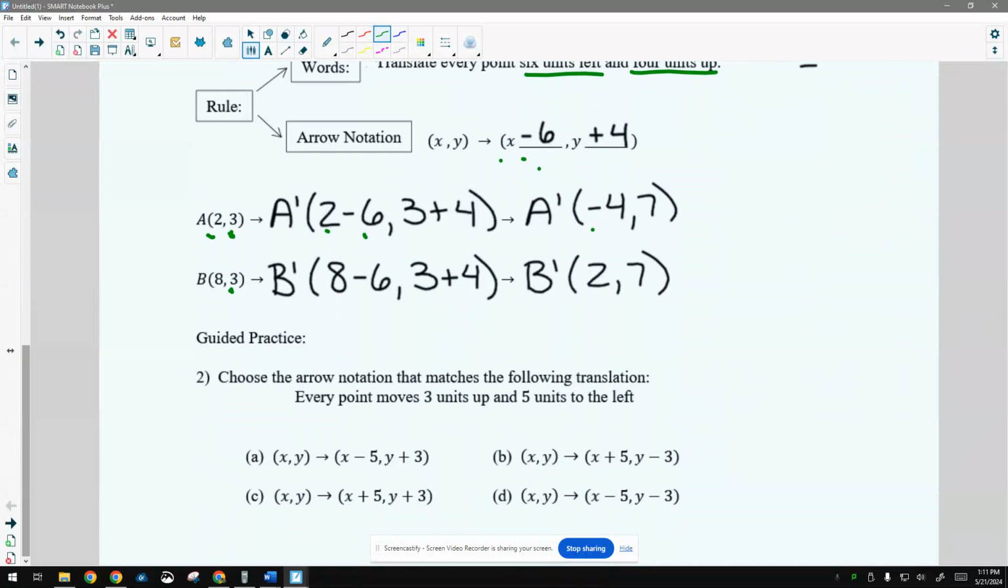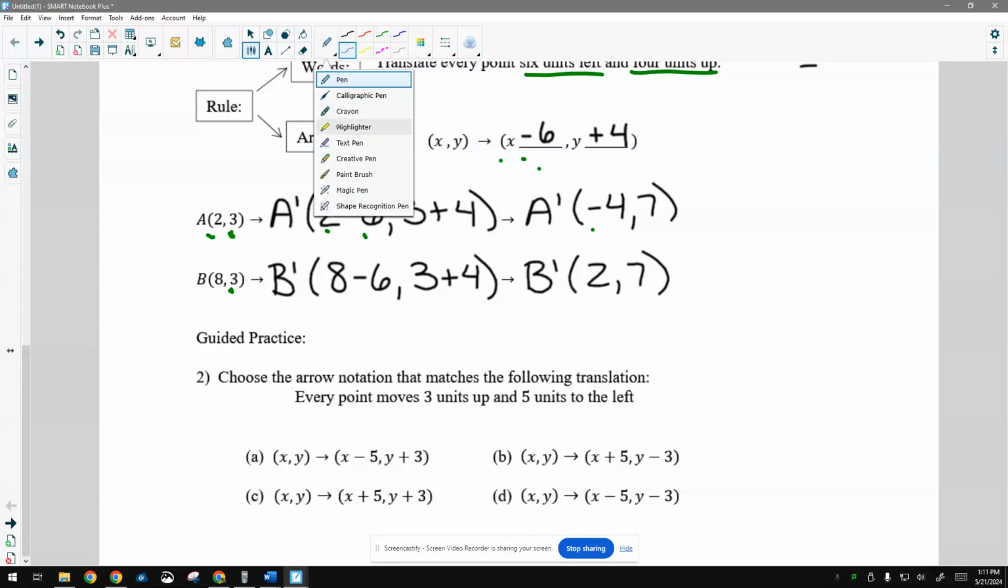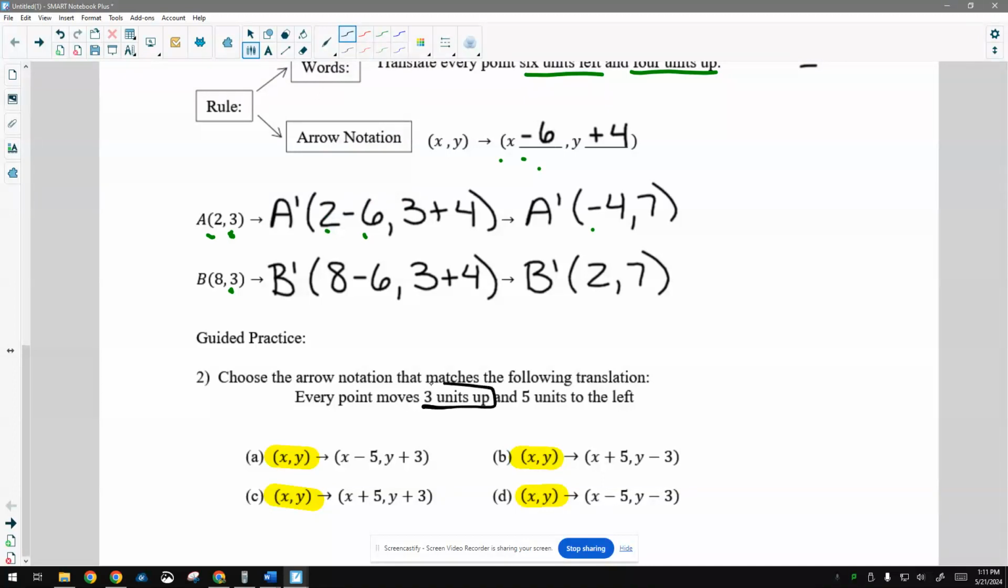Huh? He already did it? Okay. So let's see. Choose the arrow notation that matches the following translation. Notice you are always going to start with the point XY. That is always going to be the case. Now, how do we show moves 3 units up? Is up and down the X or the Y? Y. And 5 units to the left. So that's the X, right?